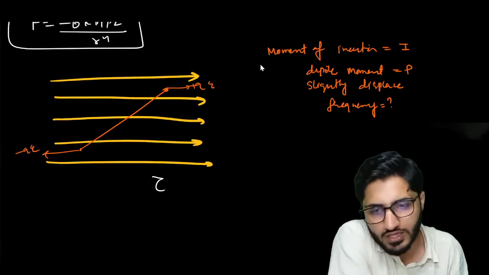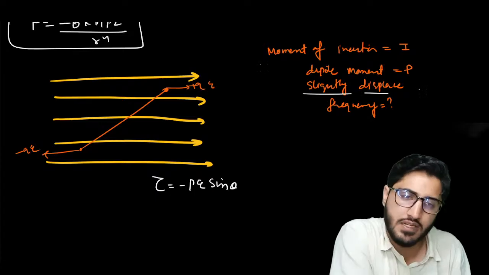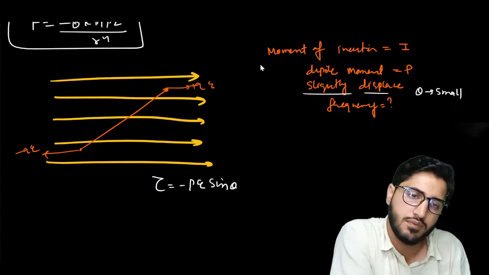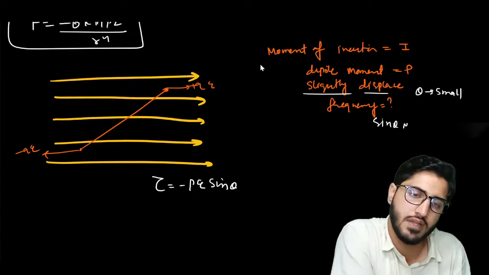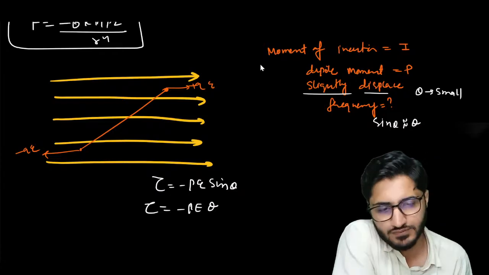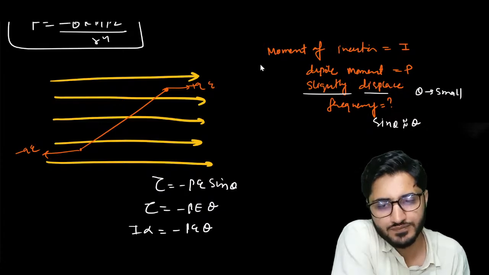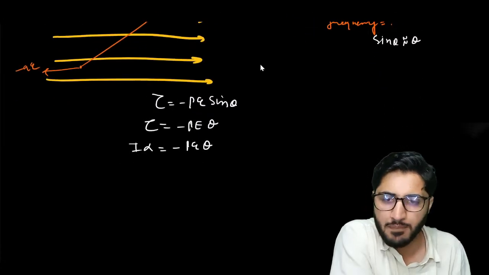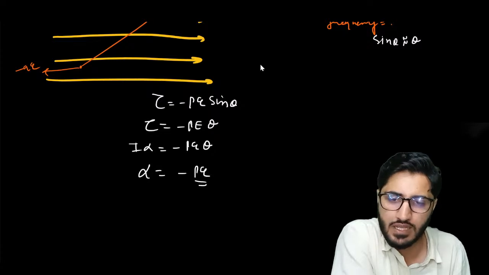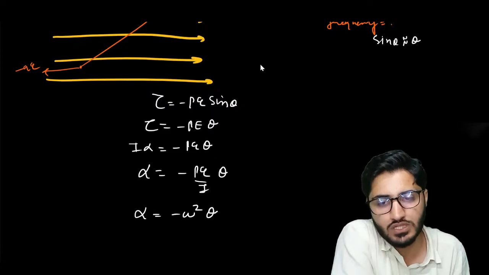Look, torque is how much? Minus PE sin theta. Slightly displaced means theta is very small. If theta is small, then sin theta becomes theta only. So tau came out to be minus PE theta. Tau is I alpha, so I alpha is minus PE theta. So my alpha came out to be minus PE by I into theta, and angular acceleration is minus omega square into theta. Compare it, so omega square is equal to PE by I.